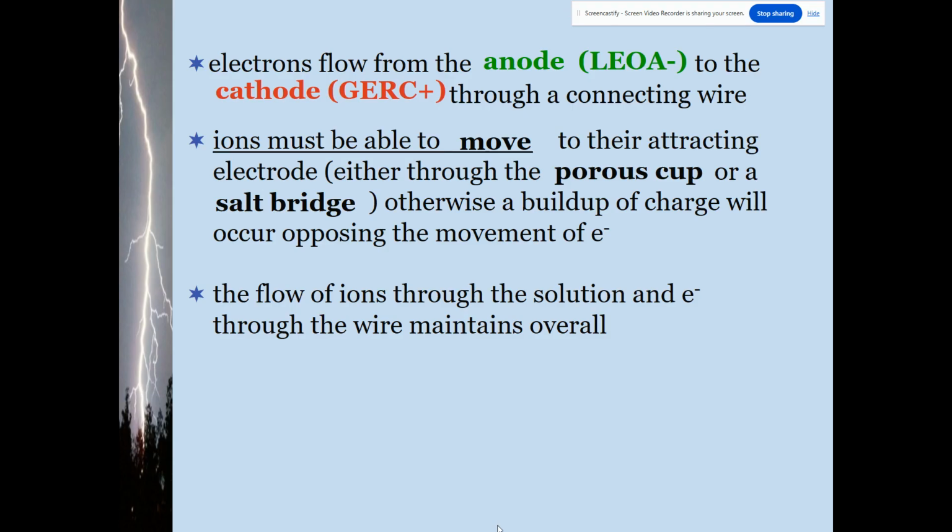A porous cup is basically just a ceramic cup that you can put inside of a beaker that you separate the two half solutions in. And it's porous, so it allows ions to transfer through slowly, but the solutions don't really quickly mix. It keeps them separate. Okay, so we need to allow the ions to move in order to allow the charge to not build up, in order to allow a complete circuit flow of electrons and positive and negative ions. Otherwise, the charge will build up and it'll oppose the movement of electrons.